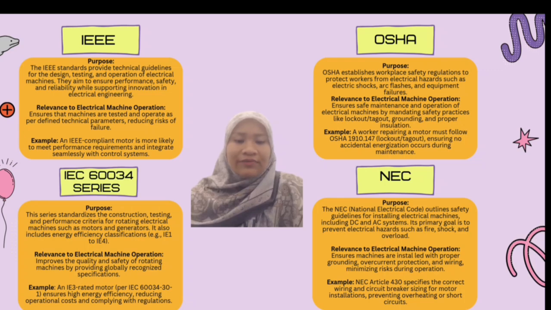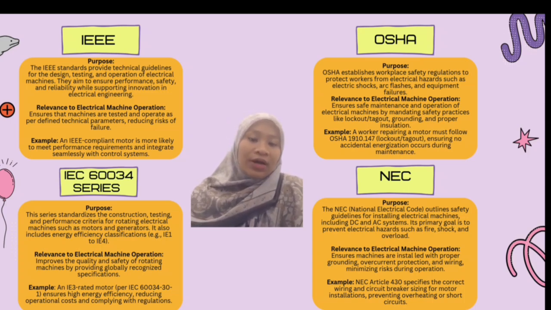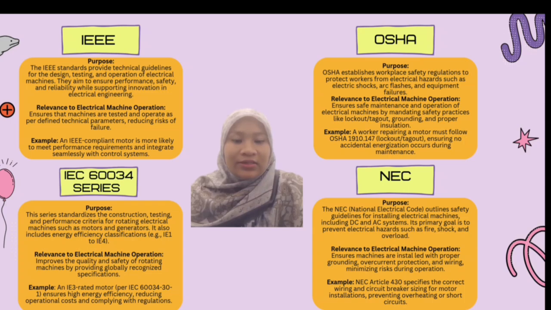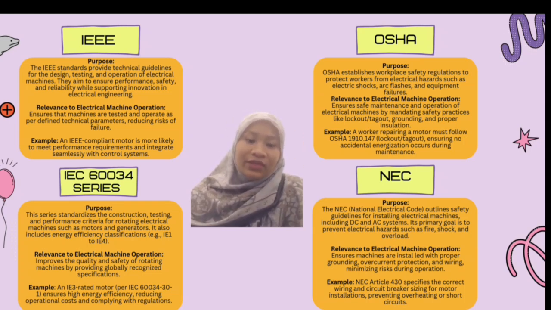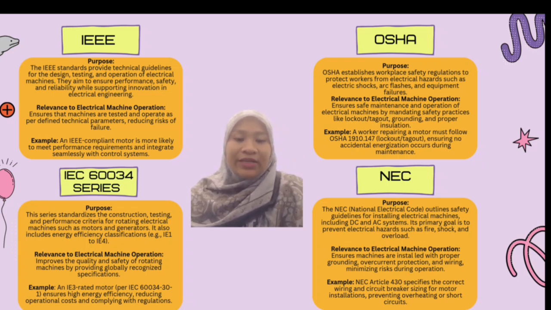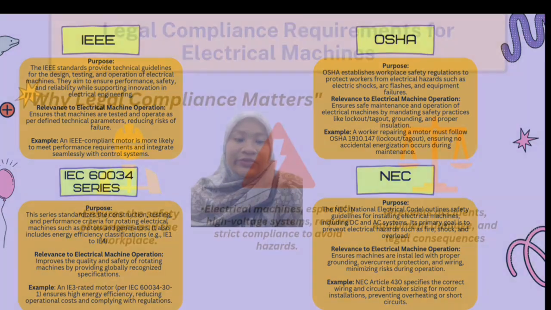systems. For the IEC 60034 series, the purpose is that this series standardizes the construction, testing and performance criteria for rotating electrical machines such as motors and generators. It also includes energy efficiency classification, for example IE1 to IE4. The relevance to electrical machine operation is to improve the quality and safety of rotating machines by providing globally recognized specifications, helping engineers select machines.